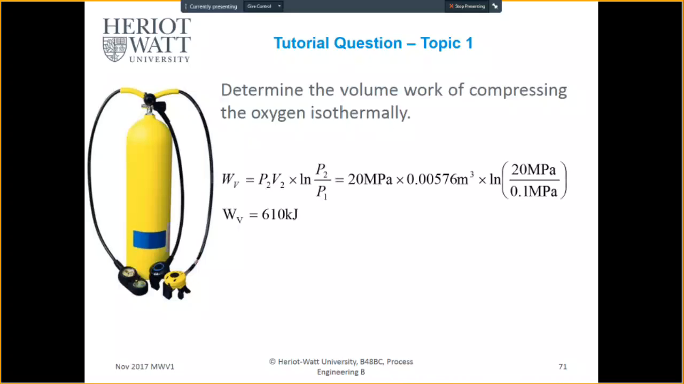And the final one is sketch the process from part B in a PV diagram and justify the curvature.